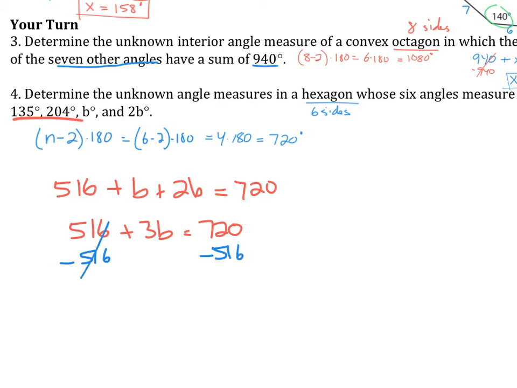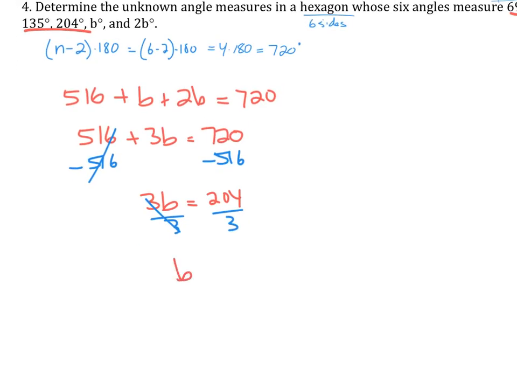We're going to subtract 516 from both sides. So we have 3B equals 204. Divide by 3. And so B equals 68. So B equals 68 degrees. 2B is going to be 2 times that. So 2 times 68 is 136 degrees.